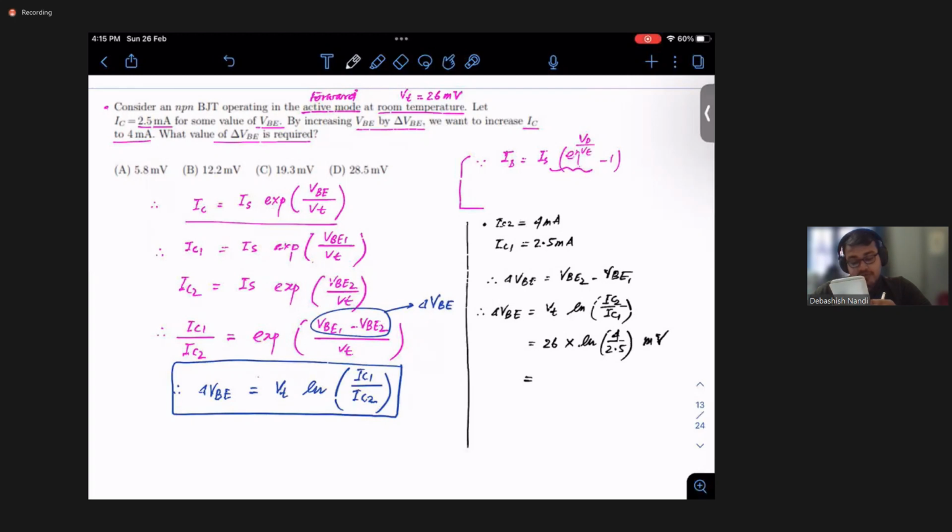What does it come out to be? 4 divided by 2.5, natural log of that, into 26, right? It comes out to be 12.22 millivolt, right? So your correct answer is B, right? A simple problem.